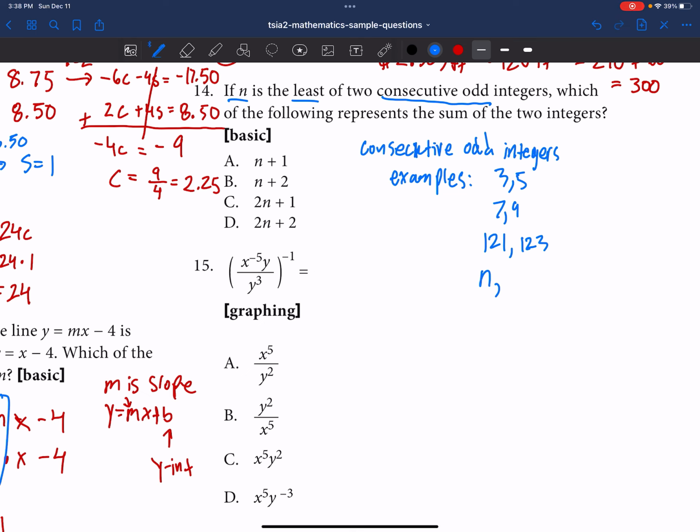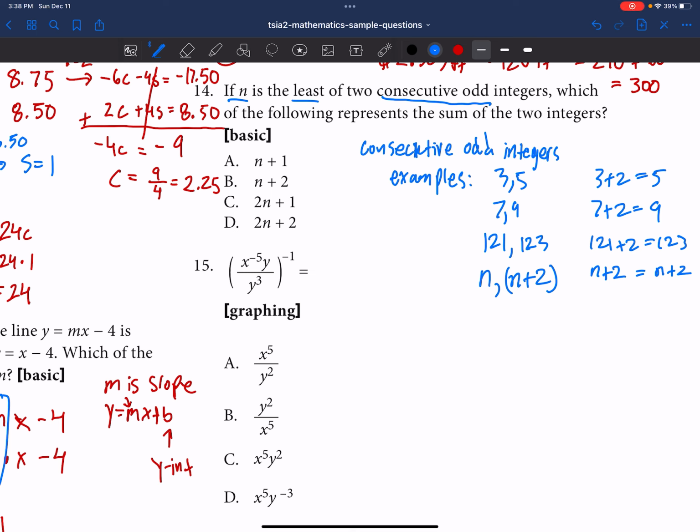Because 3 plus 2 is 5, 7 plus 2 is 9, 121 plus 2 equals 123. So then n plus 2 equals the next number. So it'd be n plus 2. So those are the things I'm adding, right?